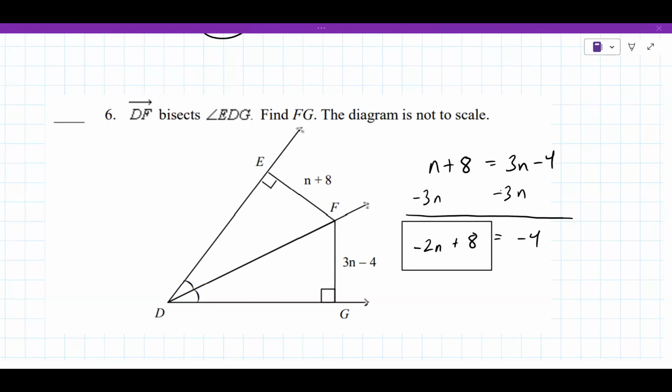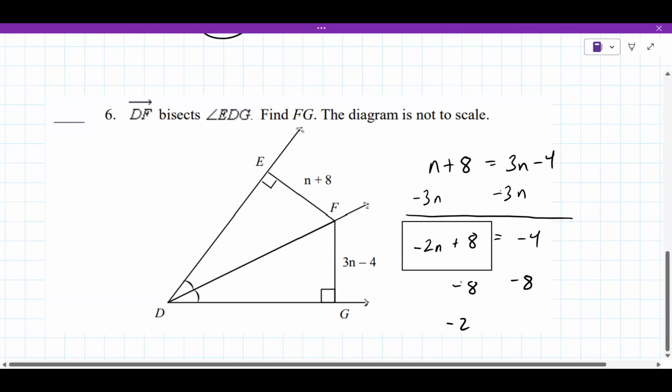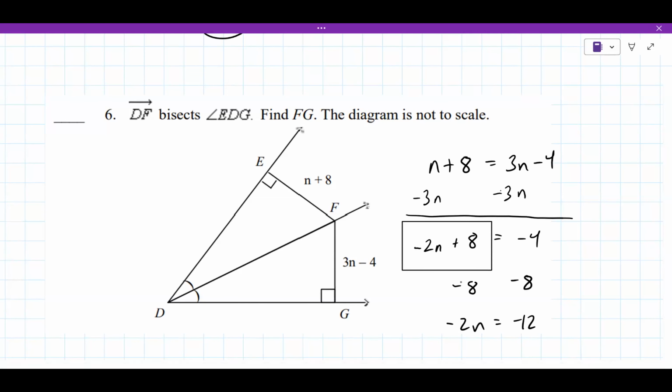All right, so would I add 2 to both sides, or add 8? Your addition and subtraction is the 8. Yes. So I'd subtract 8 from both sides, which gives minus 2n equals minus 12. Oh, sorry, I thought you said add them, so I added. There we go.